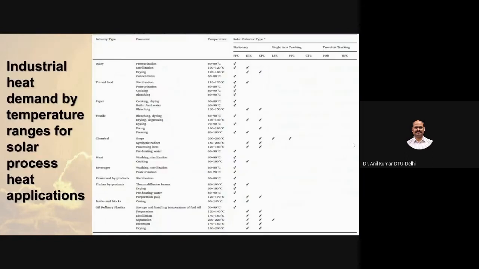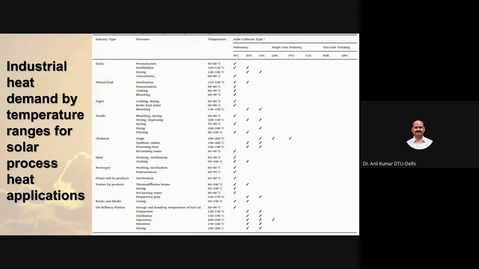Just have a look at this slide: drying in the tin, paper, and textile industries. The maximum temperature required for the different applications, whether drying, concentration, or pasteurization, is not more than 120 degrees centigrade. I want to highlight that most of our operations, whether drying, sterilization, pasteurization, cooking, or bleaching, are within 200 degrees centigrade.